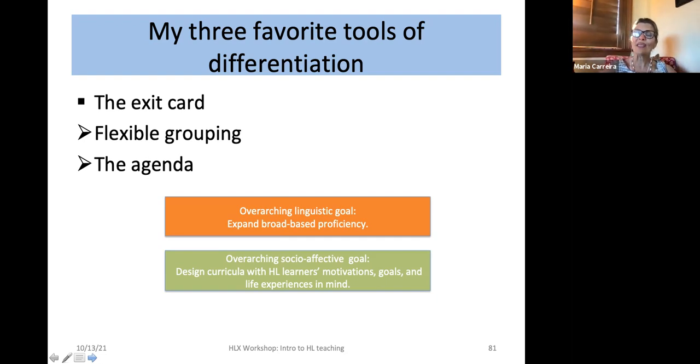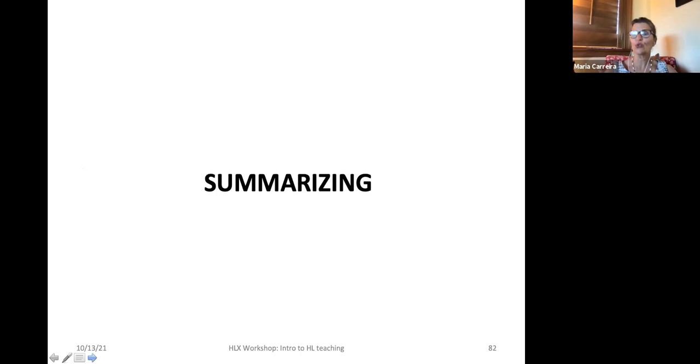Notice how it becomes responsive to whatever it is that they're interested in. Right? That's the power of exit cards, a form of surveying students. And then when combined with flexible grouping and the agenda, they really make it possible for you to differentiate instruction.